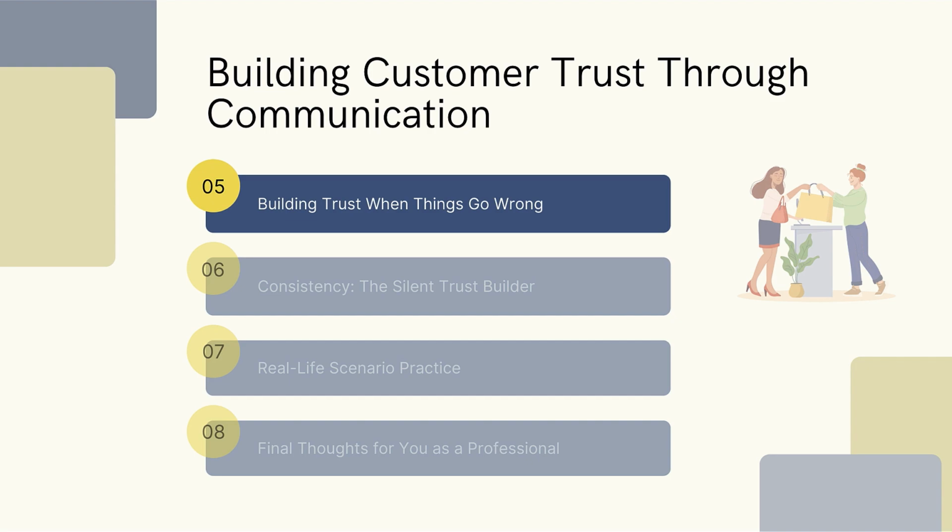Building trust when things go wrong. Mistakes are inevitable. Loss of trust is optional. Step-by-step trust recovery communication. Acknowledge the issue: you're right, this shouldn't have happened. Take responsibility: this was our mistake. Apologize sincerely: I'm truly sorry for the inconvenience. Explain the solution: here's how we're fixing it. Prevent future issues: we're updating our process so this doesn't happen again. Customers often trust companies more after a well-handled problem than after a perfect experience.